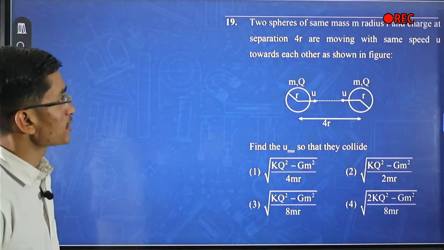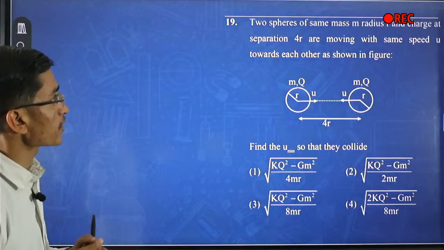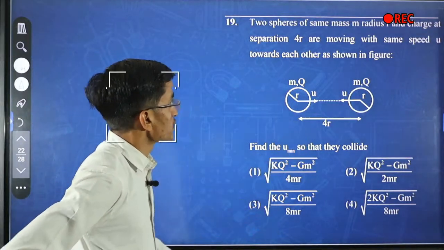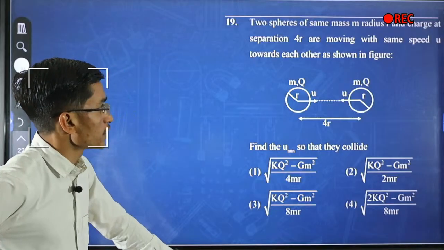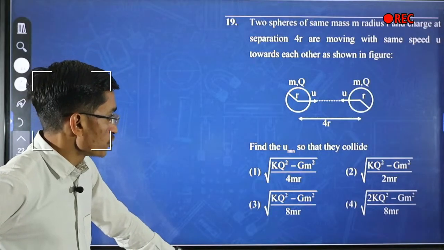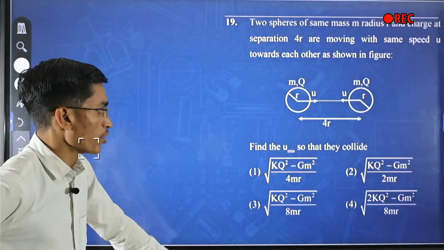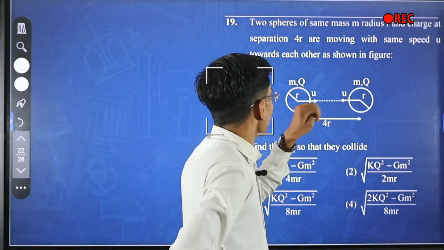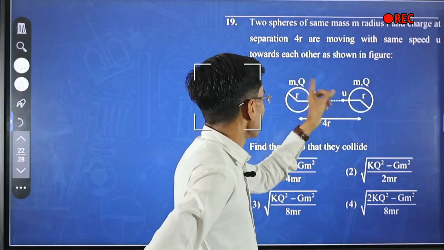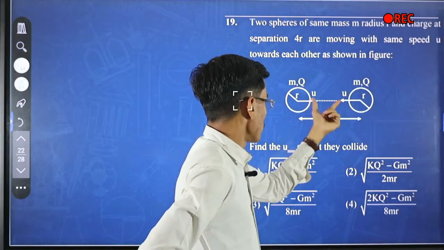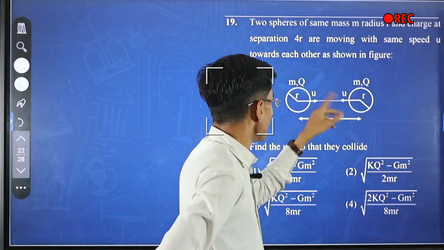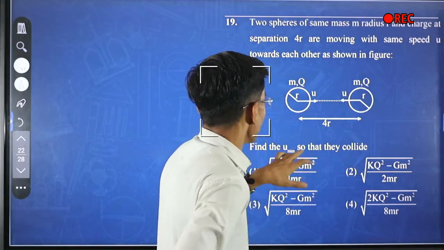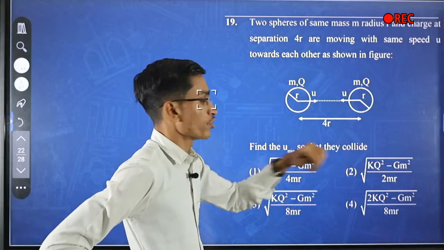Question 19. Two spheres of the same mass m, small element, radius r and charge q, at a separation of 4r, are moving with the same speed u toward each other as shown in the figure. Find the u minimum so that they collide. Here are two spheres of mass m and charge q. Both spheres have initial speed u, radius r, and initial separation 4r. We have to find u minimum so that they collide.